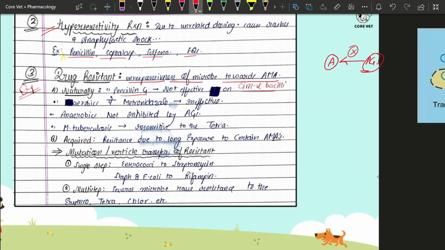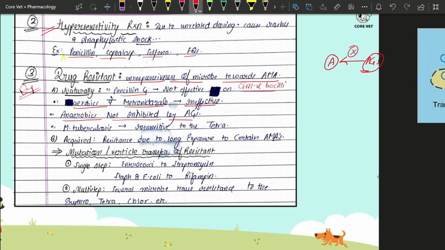Okay, the gram-negative bacilli aren't going to entertain the penicillin. Okay, because penicillin is not effective towards the gram-negative bacilli. Okay, so in the aerobics, the metronidazole is ineffective. Means if you are going to apply metronidazole on the aerobic organism, it is not going to be an effective choice of drug. Okay. Similarly, the anaerobics are not inhibited by the aminoglycoside.